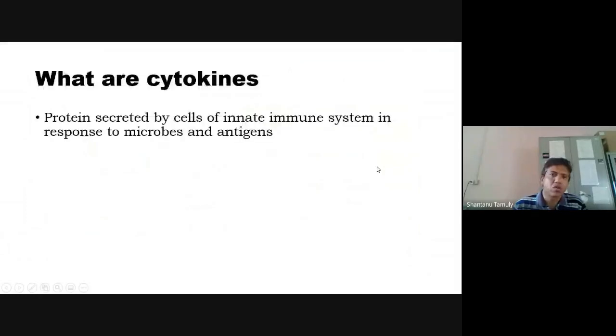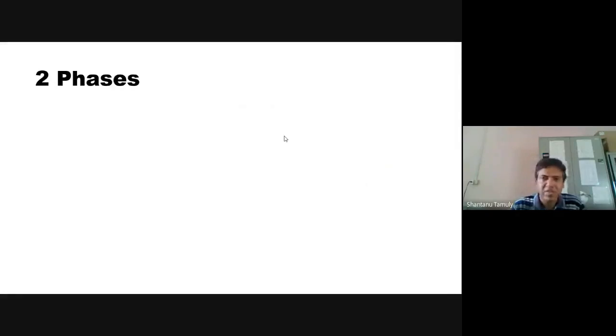First of all, let us know what cytokines are. Cytokines are proteins secreted by the innate immune system in response to microbes and antigens. Cytokines are just like hormones, which are secreted by different types of immune cells. They are mainly secreted by innate immune cells like macrophages, and T helper cells and so on. Now these cytokines act in two phases.